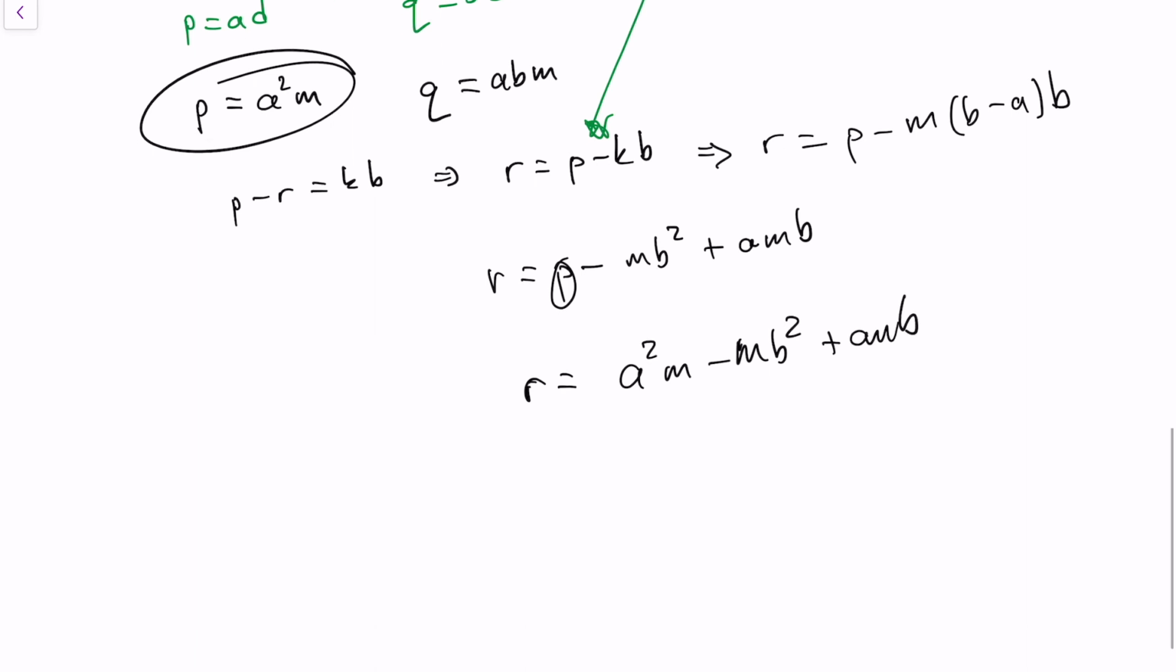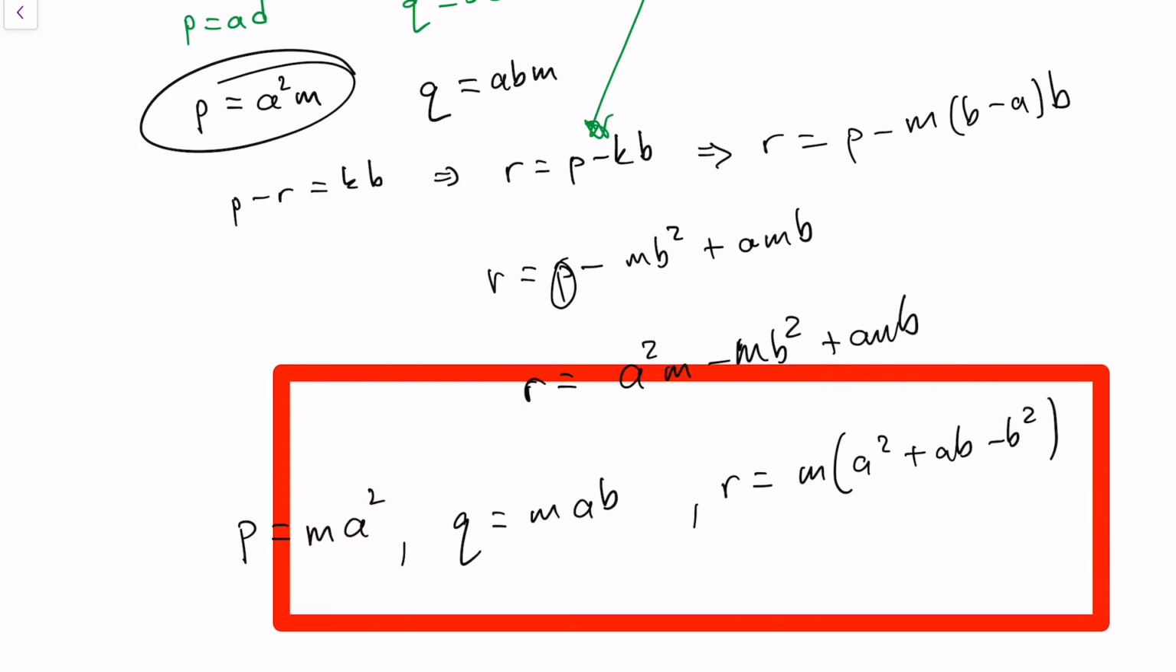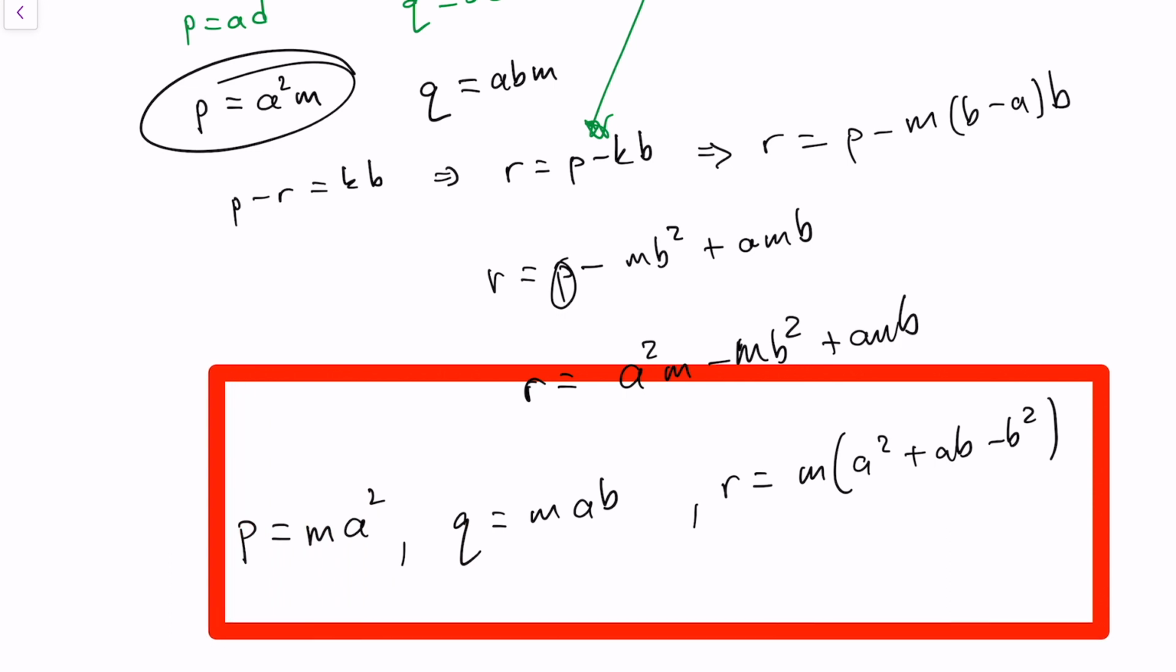So if we write it neatly, we will have p is equal to M times A squared, q is equal to M times AB, and r is equal to, if we factorize it, let's take M outside, M times (A squared plus AB minus B squared). Okay, so this is the solution set for this question.